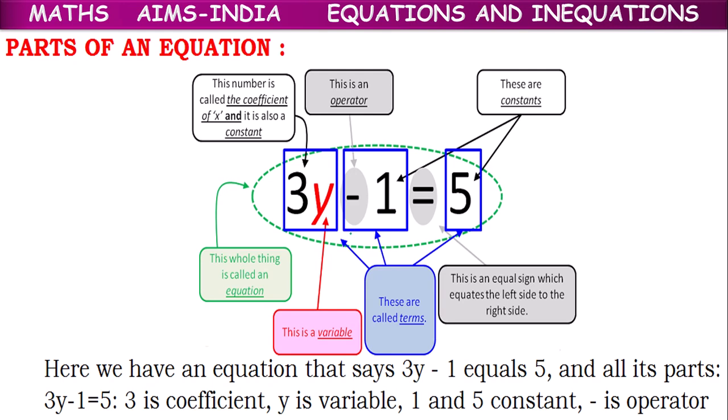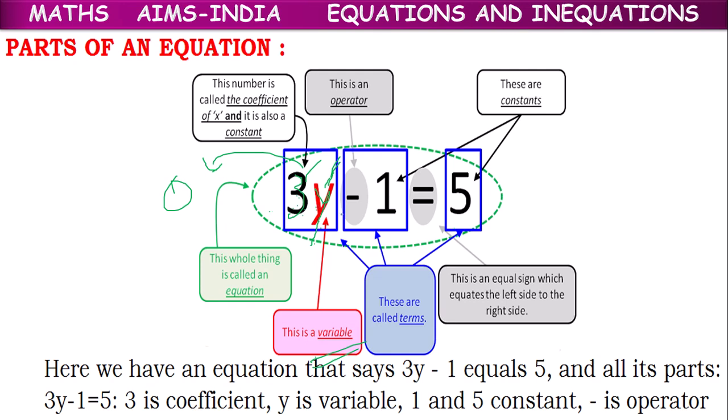In the terms, each term can contain constants like 3 and variables like y. So 3y is a single term, which is a combination of the constant 3 and y, which is a variable. y is a variable, meaning it is open for any value. But in this equation, y is open only for the value which makes the equation true.